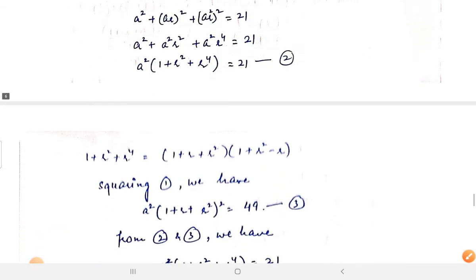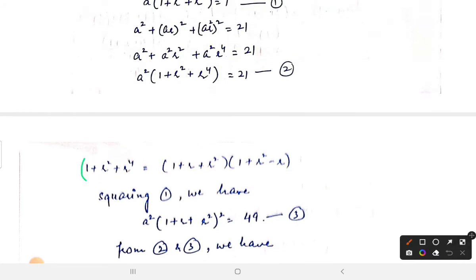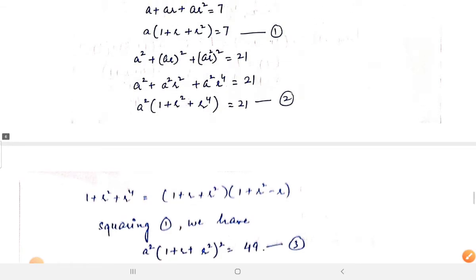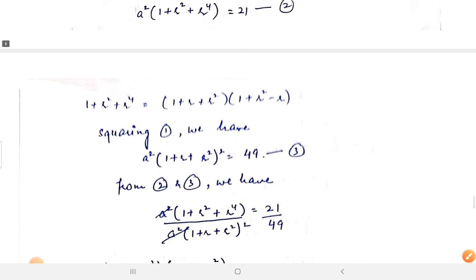Students, we have the formula: 1 plus R square plus R^4 can be written as 1 plus R square, 1 plus R square minus R. When you multiply these two terms, you will again get this. So let us use this in place of 1 plus R square plus R^4. But notice one thing, you have A square here and A here. So let us first square this also. Squaring 1, we get A square times 1 plus R plus R square whole square is equal to 49.